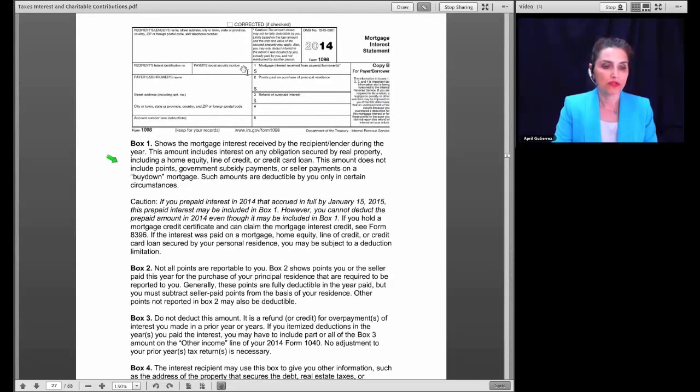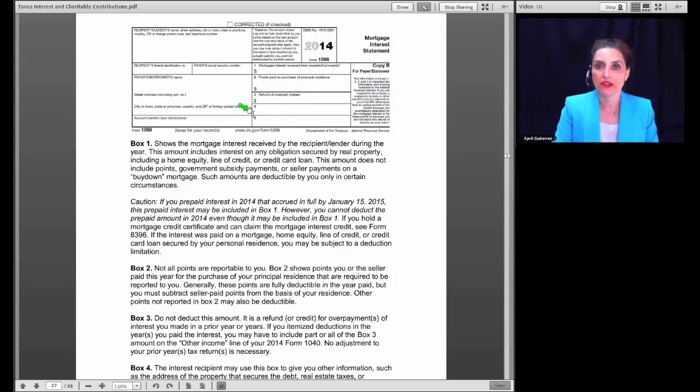And box 1 is where you're going to report the mortgage interest that was received. Box 2 is where points paid on purchase of the home will be reported. Box 3 is where a refund of overpaid interest that is taxable income to the filer will be reported. And box 4 is blank.